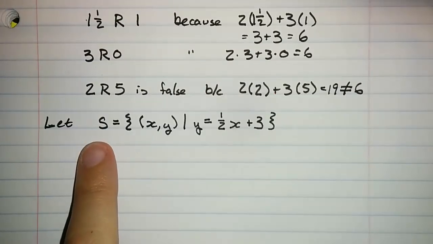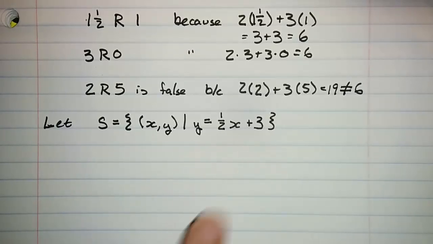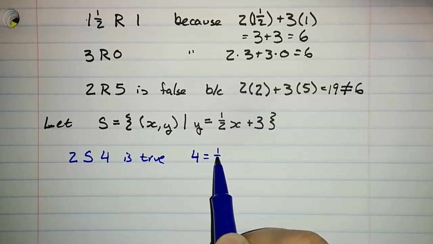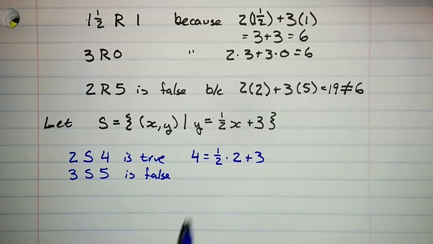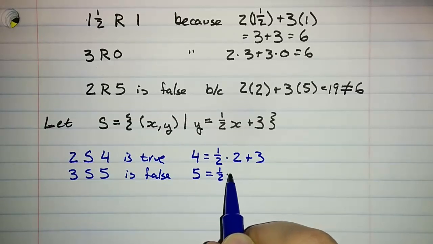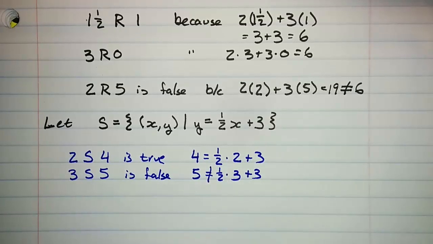Let's suppose S is the relation defined by x is related to y when y equals 1/2 x plus 3. Then we see 2S4 is true, since 4 is equal to 1/2 times 2 plus 3. 3S5 is false, since 5 is not equal to 1/2 times 3 plus 3. This is 4.5, which is different than 5.